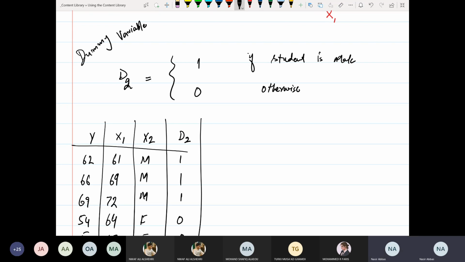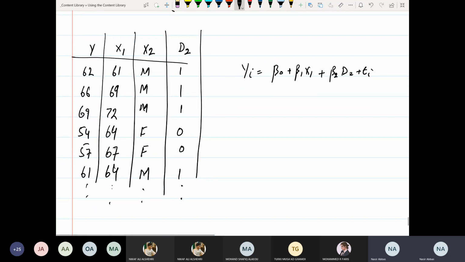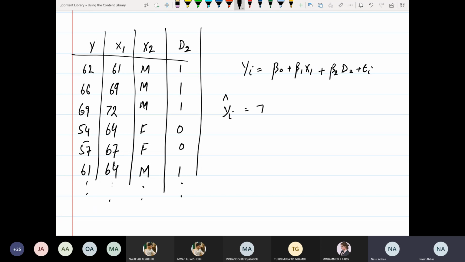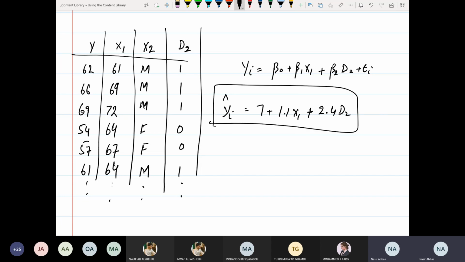Once this is done, you just fit the model like this. Yi equals beta naught plus beta 1 x1 plus beta 2 d2 plus epsilon. That's it. You fit the model, and you will get the model like this one. Yi hat equals 7 plus 1.1 times x1 plus, let us say, 2.4 times d2. This is your model. Now, how does this single equation contain 2 models?